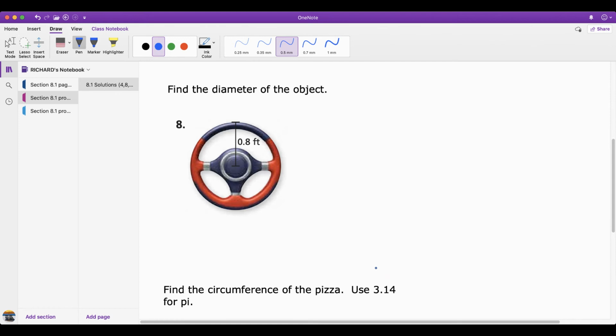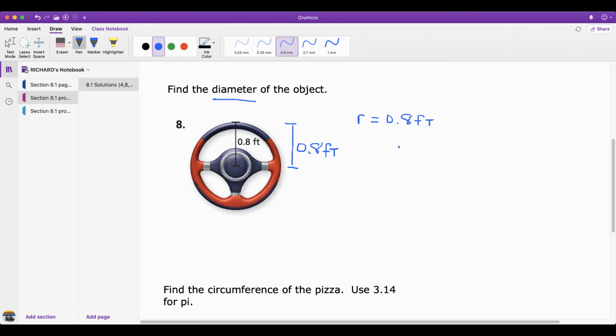Let's find the diameter of this object. Well, it's 0.8 feet. That could have been written over here too. Let me move this over here. I could have seen the diameter like this. Or, I'm sorry, the radius. I'm talking diameter. Craziness. So the radius is 0.8 feet, and it says find the diameter. So to find the diameter, I have the radius 0.8 feet, or 8/10 of a foot.